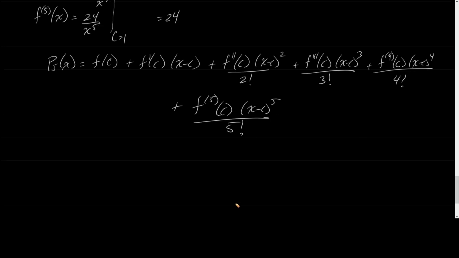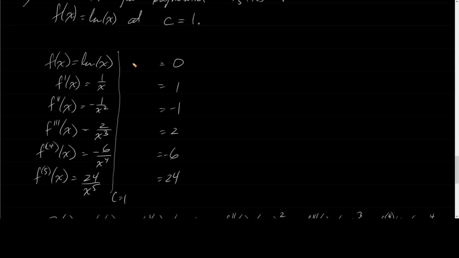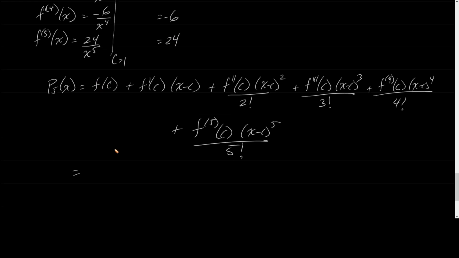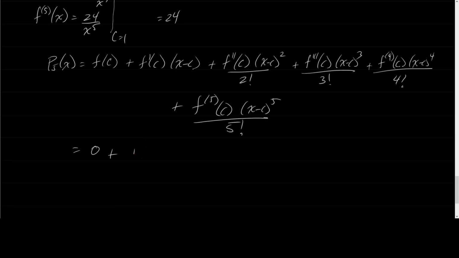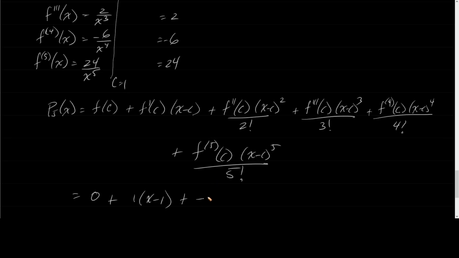And what does that do for us? Let's see. We've got all these values. We evaluated them already, right? So we have 0. The first value here was 0 plus f prime of c. Well, f prime of 1 was 1. So we have 1 times x minus 1, right? Our c was 1. Plus f double prime of c. What was f double prime? Negative 1. So I have negative 1 times x minus 1 squared over 2 factorial.